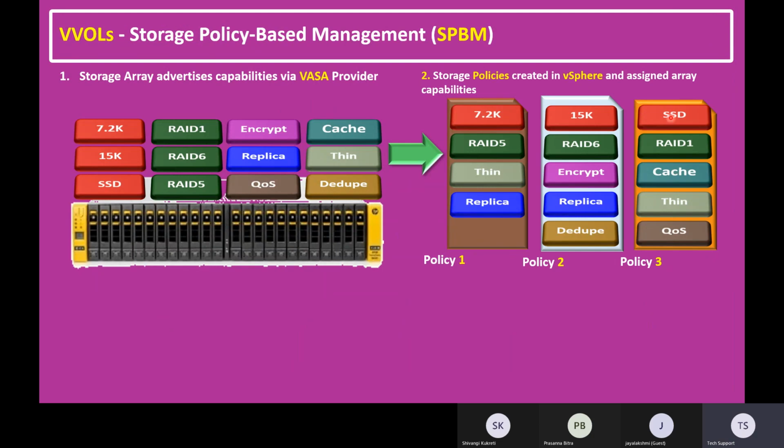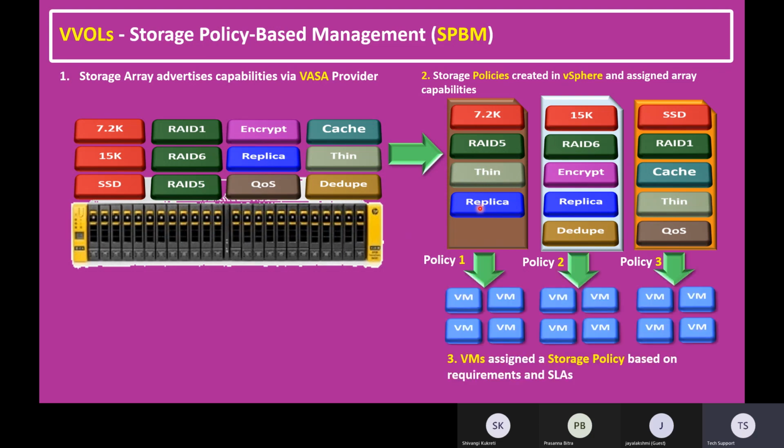So our gold profile has all the additional capabilities, and the silver profile has less than SSD, 15K IOPS, RAID 6, encryption available, replica available, deduplication available. I prepared that as policy 2. And now policy 1. Now the features are reduced in policy 1. We have only 7.2K IOPS, RAID 5, thin and replica. Only these features are available.